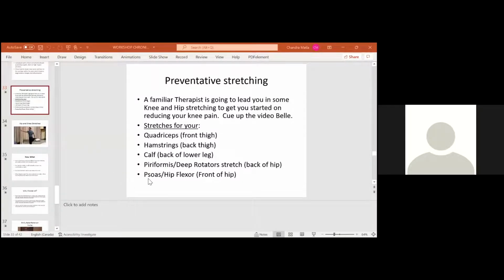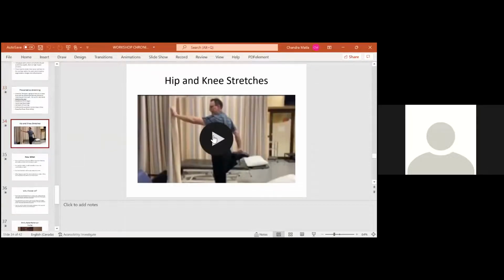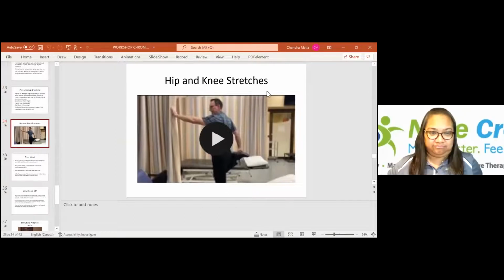Okay, so there's another muscle called psoas. So, okay, I think there's a video where Blair demonstrated all the exercises. So I'm going to run that video now.